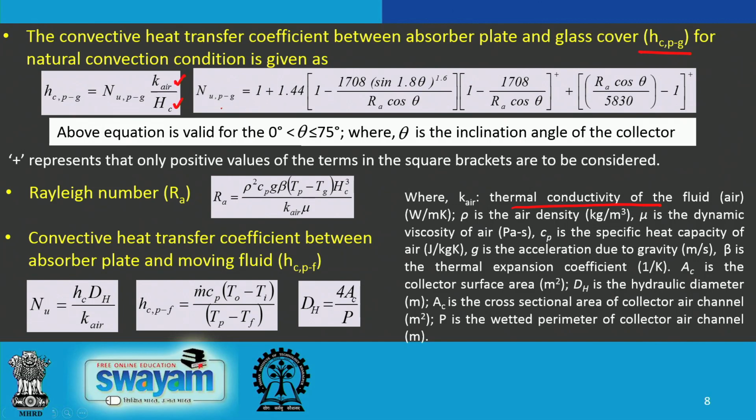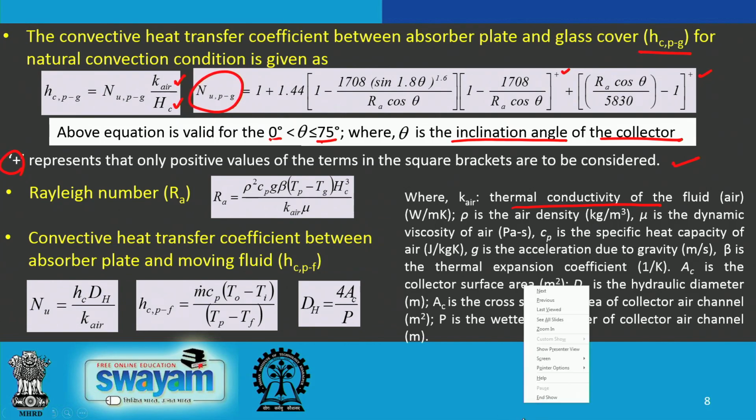The Nusselt number here between the plate and the glass cover is designated by this empirical correlation, where this equation is valid for angle theta ranging between 0 to 75 degrees, where theta is the inclination angle of the collector, and that basically depends on the latitude of the place where the system is installed. This positive sign, as can be seen from this equation, the square brackets, you can see these positive signs. This positive sign represents the implication that only positive values of the terms in the square brackets are to be considered for calculation of Nusselt number between plate and the glass cover.